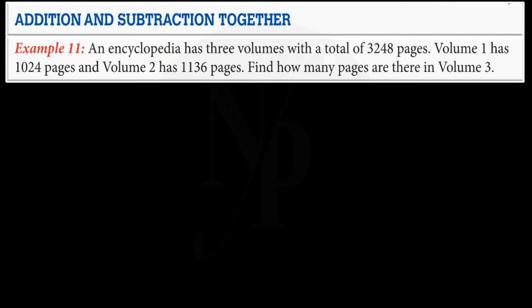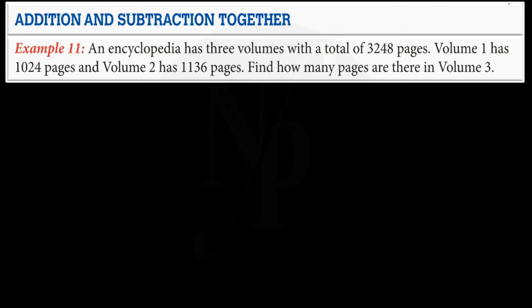Example number 11 in our textbook. An encyclopedia has 3 volumes with a total of 3248 pages. Volume 1 has 1024 pages and volume 2 has 1136 pages. Find how many pages are there in volume 3.